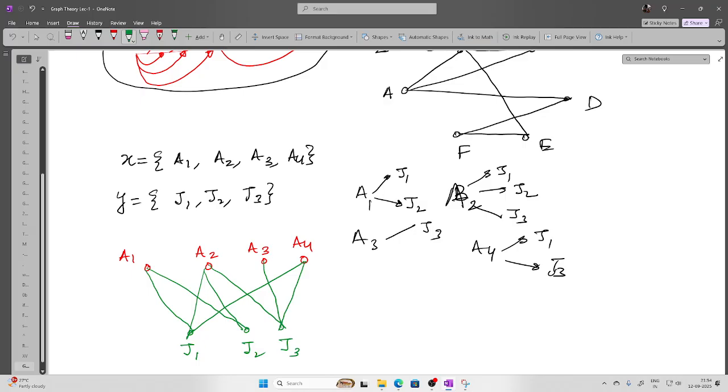So this is a way in which we can convert a real life problem into graphs, and this becomes very efficient and simple to analyze after that particular problem has been converted into a graph.